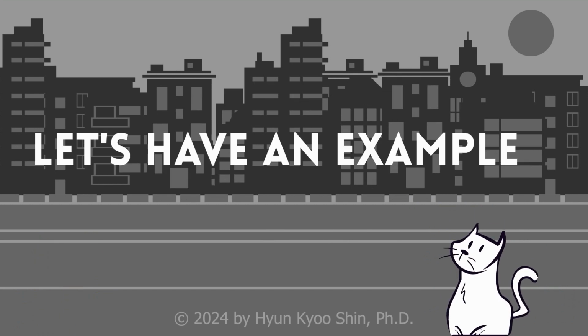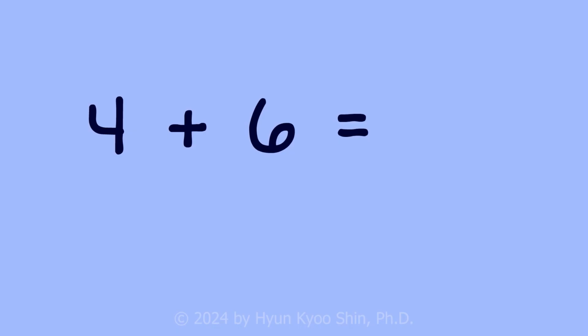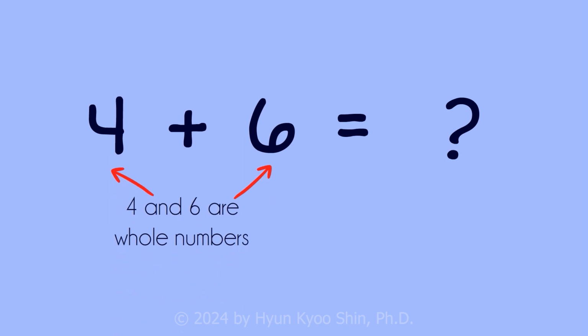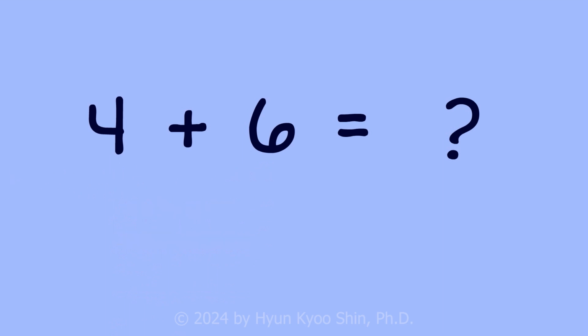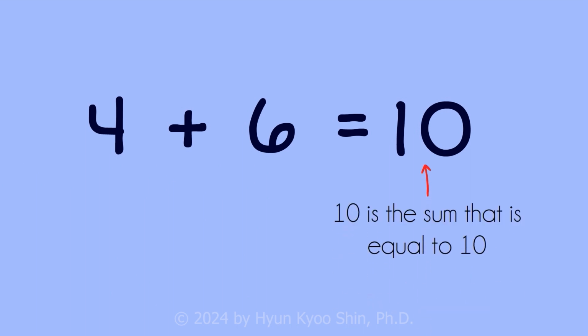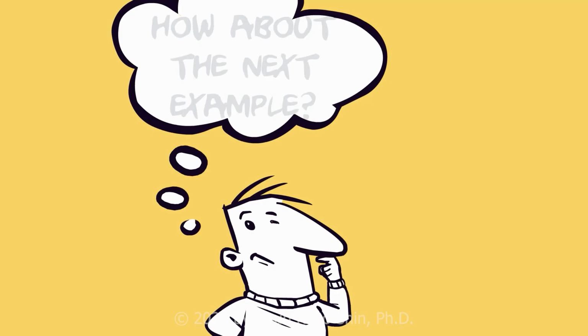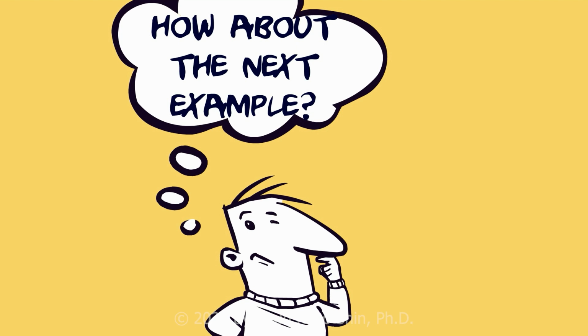Let's have some examples. 4 plus 6 is equal to... 4 and 6 are whole numbers. Let's add. 4 plus 6 is equal to 10. 10 is a sum that is equal to 10. How about the next example?